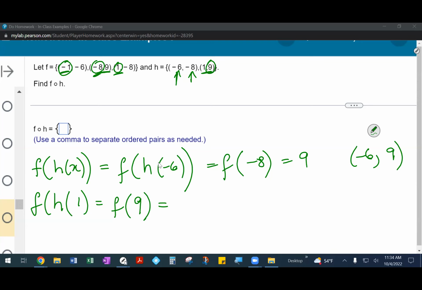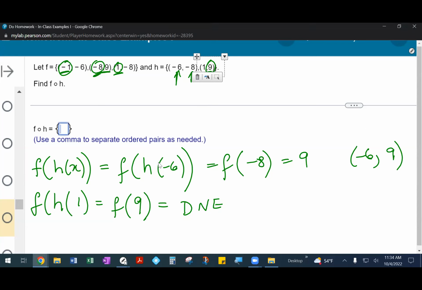I'm just going to say does not exist, because there's no answer for f of 9. We don't have an x value of 9 in there, and you only had 2 ordered pairs in the h function, right? So there's nothing else we can do. The only answer we came up with was that first ordered pair of -6 and 9, and that's all we had, so that's what we're going to put in here. If that was the only answer, Maria, and you did not have the first ordered pair of -6 and 9, then we could say undefined, but in this case, since we have at least one ordered pair, that's all we're going to use for the new function.